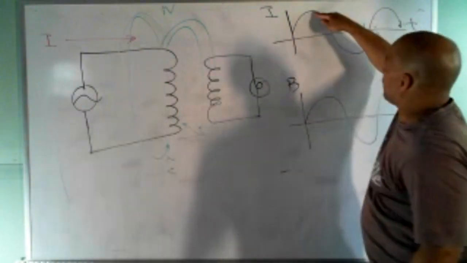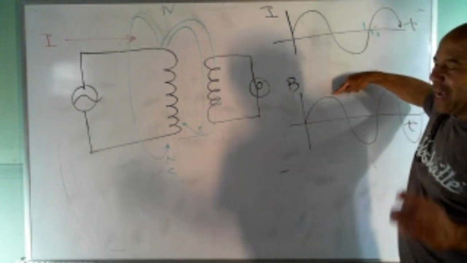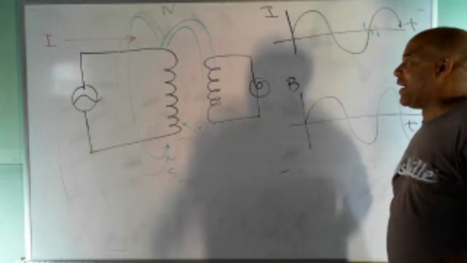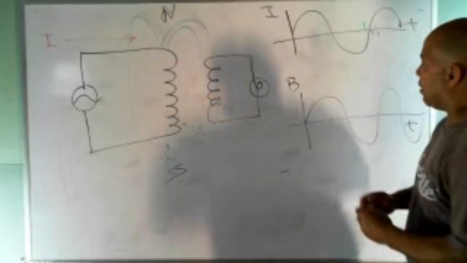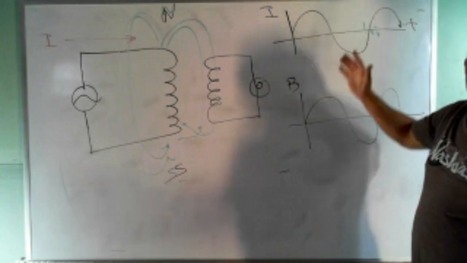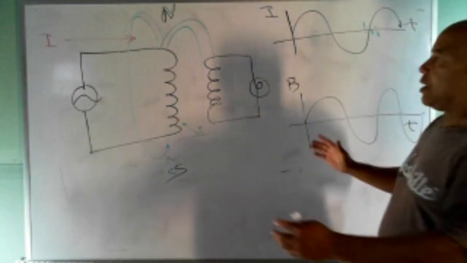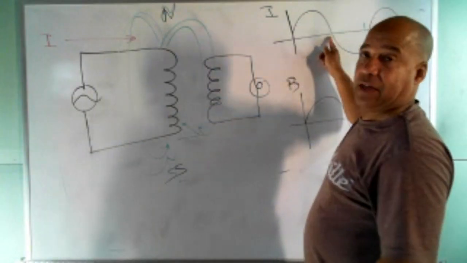At 90 degrees, I got max current. I got max magnetic field. And the magnetic polarity might be like this. This might be north, and this might be south. From 90 to 180, my current is basically going to zero, so my magnetic field is going to decrease. At zero, I don't have any magnetic field.